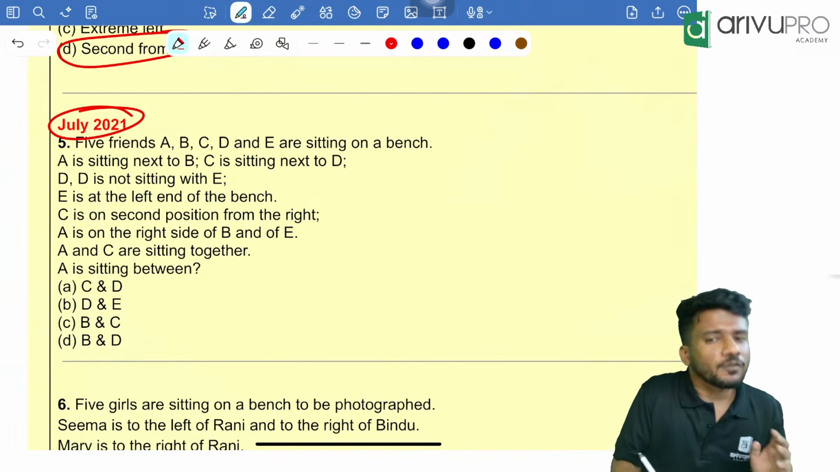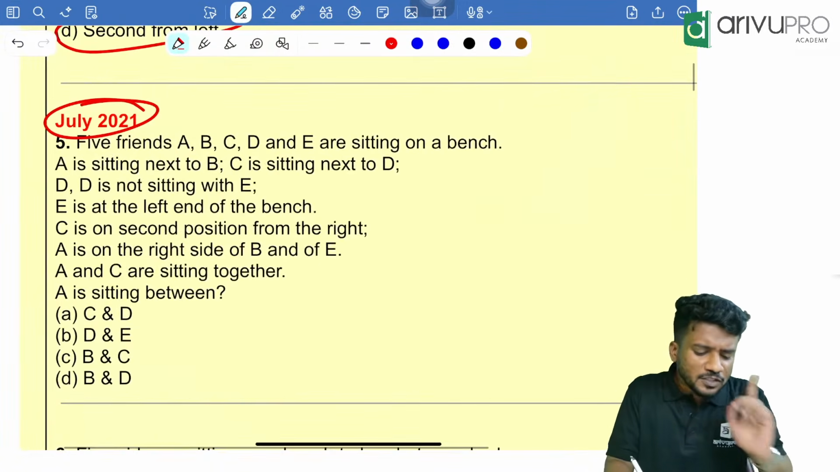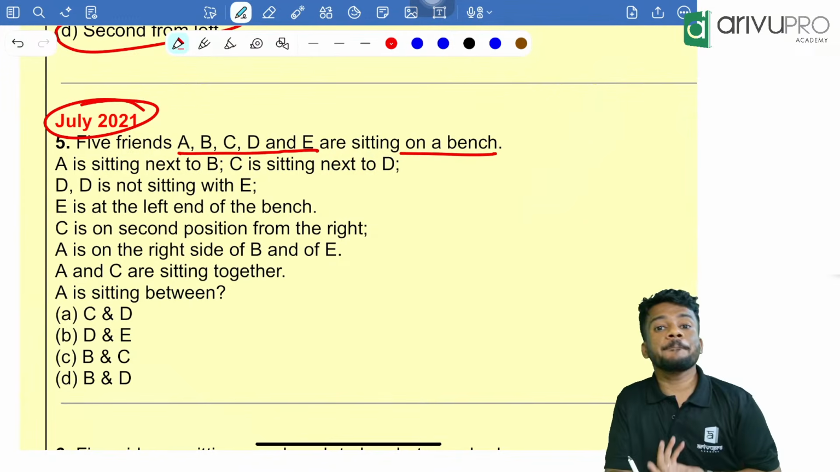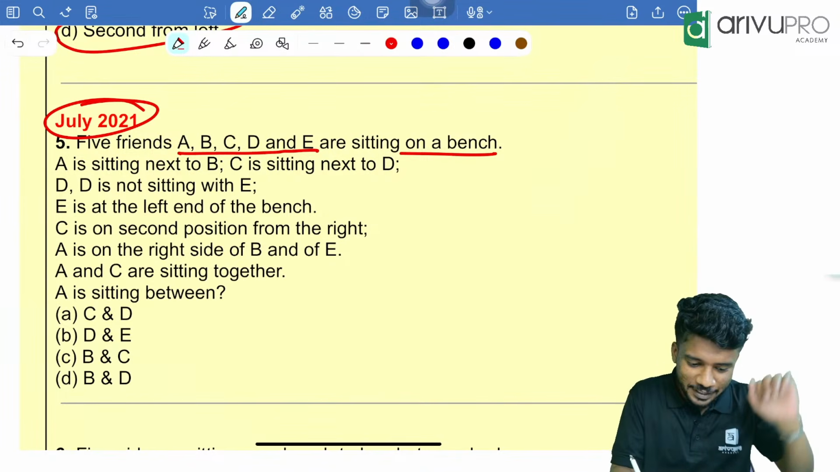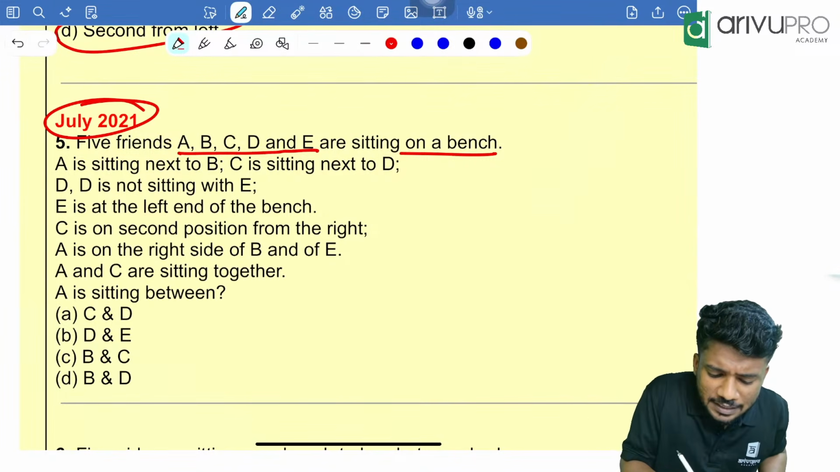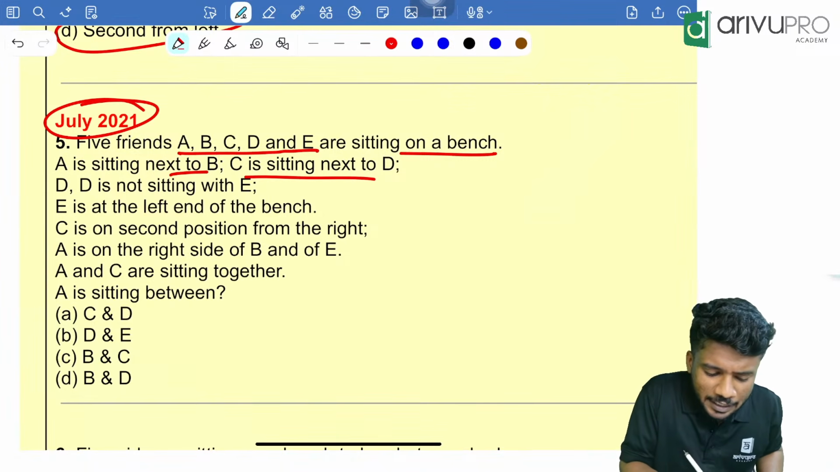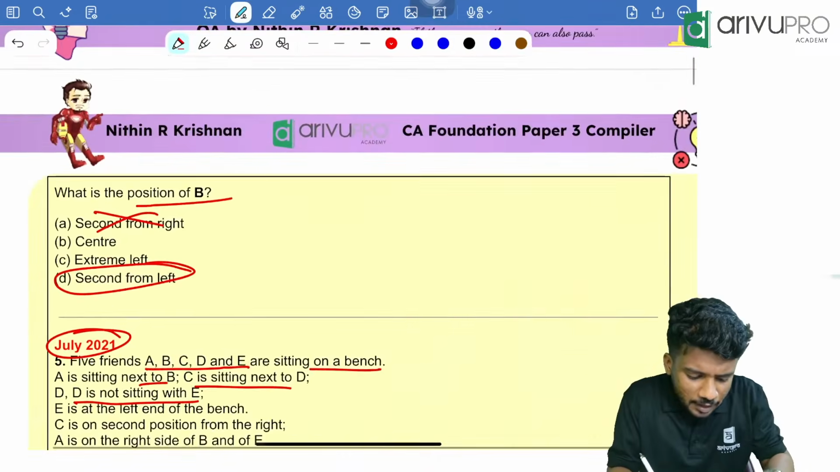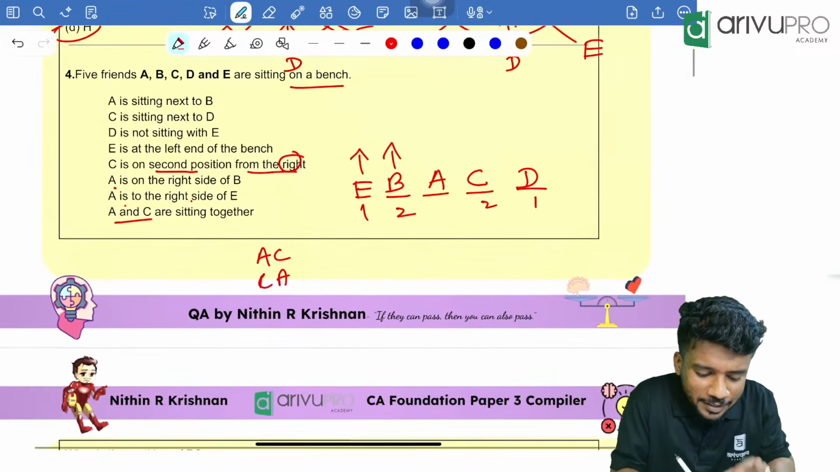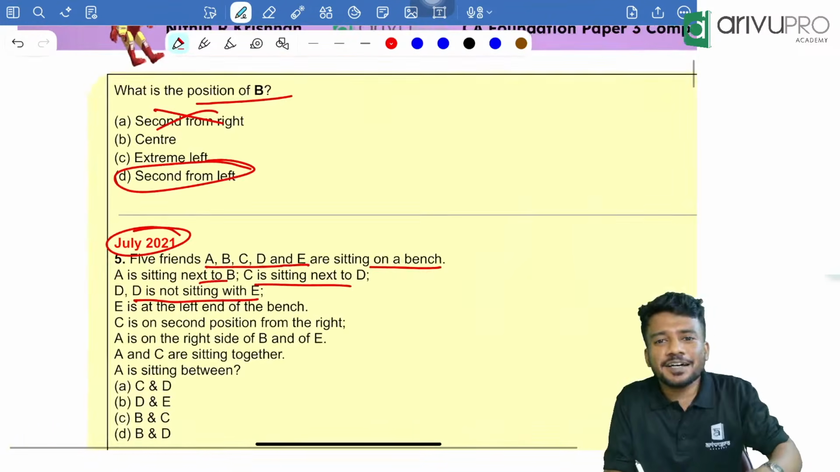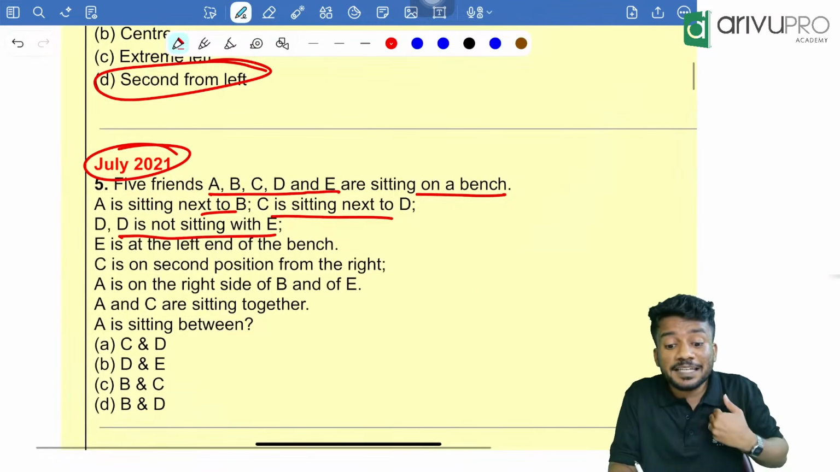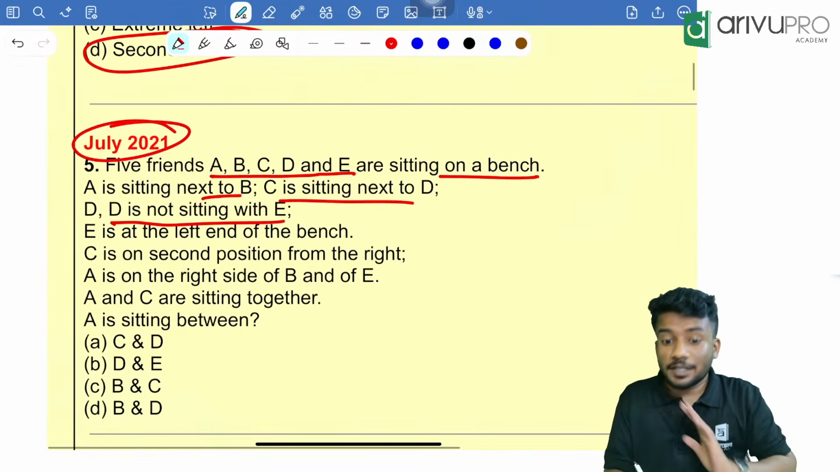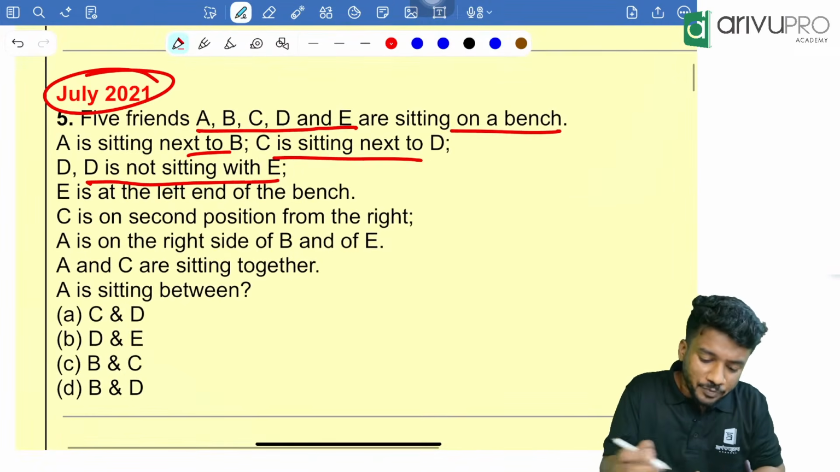July 2021 question paper. Now the first question. 5 friends A, B, C, D, E are sitting on a bench. How many are there? 5 friends. A is sitting next to B, C is sitting next to D, and D is not sitting with E. Look at this, the same question is repeated. The same question was repeated in just another attempt.